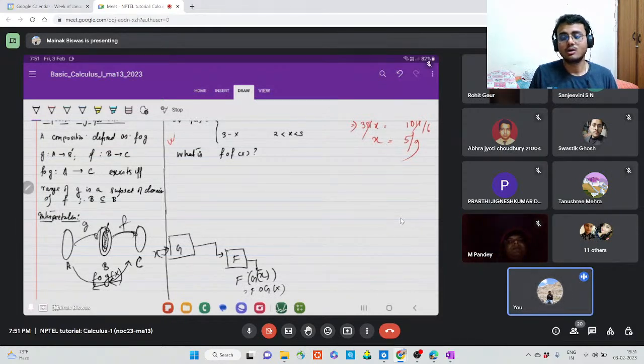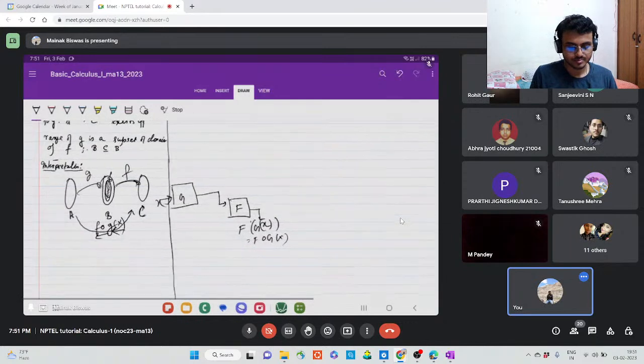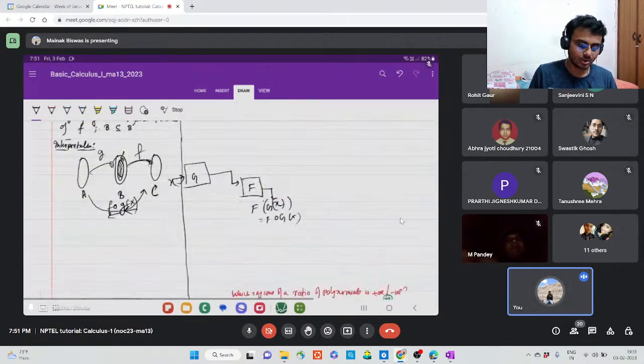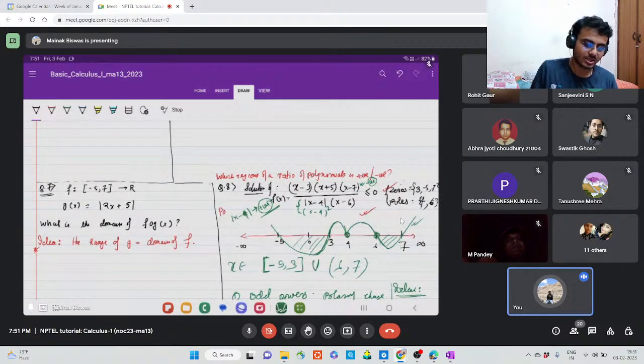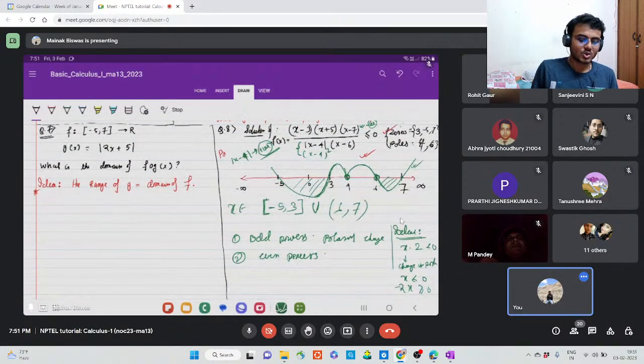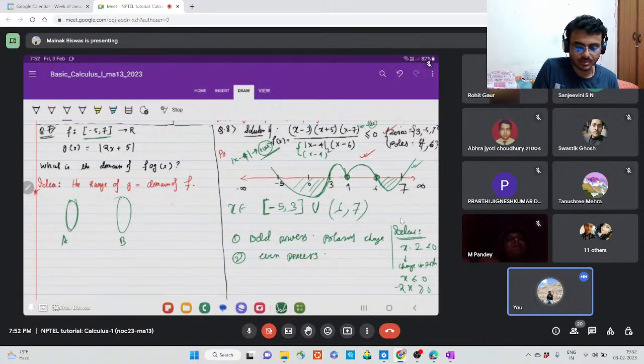So doubts? Let's see. We'll do this question, it will become clear. I have two questions on this domain thing. So a function f has domain -5 to 7. So f is capable of mapping from, so these are the sets. Can anyone help me out? What is the B dash set? Minus 5 to 7, right?